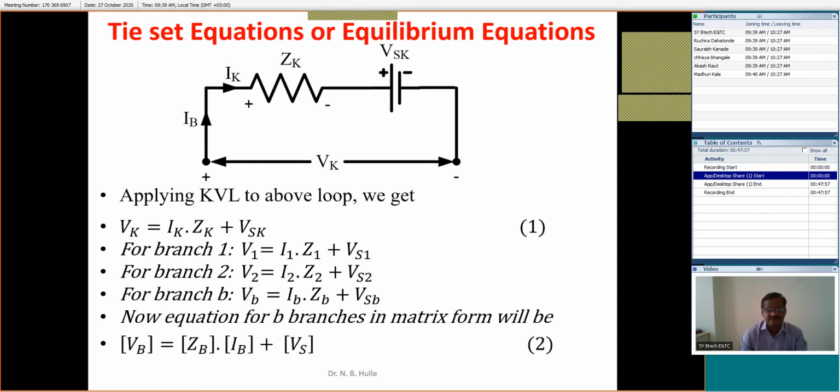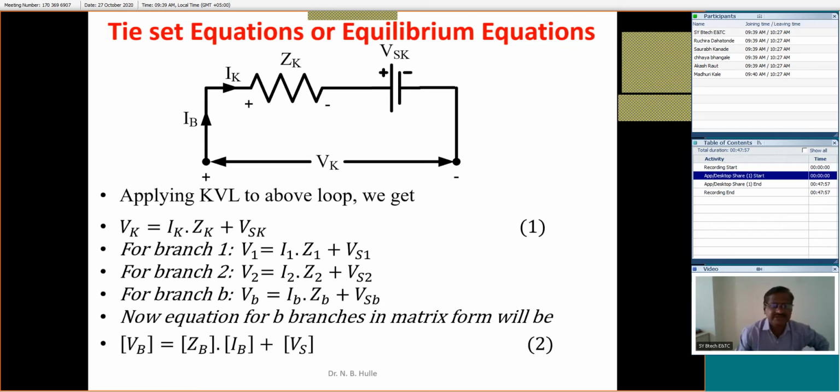Today we will try to understand the tie-set equations, or equilibrium equations, and we will solve the problems which are based on this. If anyone has any query related to this, please let me know. Just raise your hand, I will clarify your doubts.